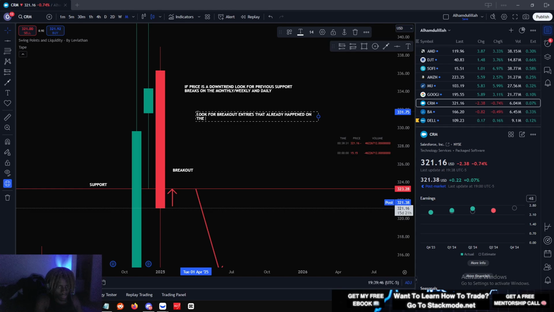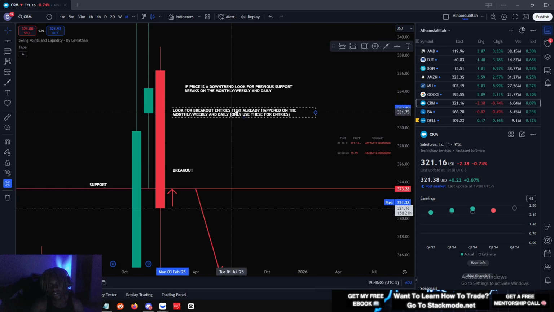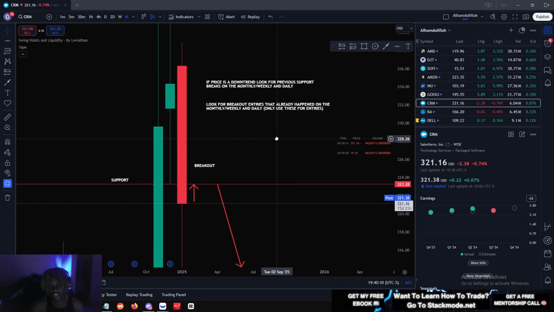Now, on the monthly, weekly, and daily, only use these for entries. And then you'll verify them on the 4-hour. But a lot of times your entries will come from here. So you're going to be looking for breakout entries that already happened. If price is in a downtrend, the breakout entry that already happened is going to be at this red line right here, possibly.